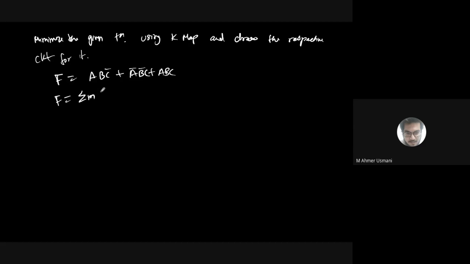Can someone tell me what the value of A B C bar will be? 1 1 0. What is this? 6. A bar B bar C, that is 0 0 1. What is the meaning? 0 0 1 is 1. What is A B C? 1 1 1. 7. It is 7.